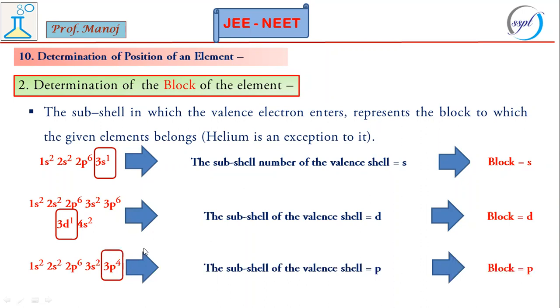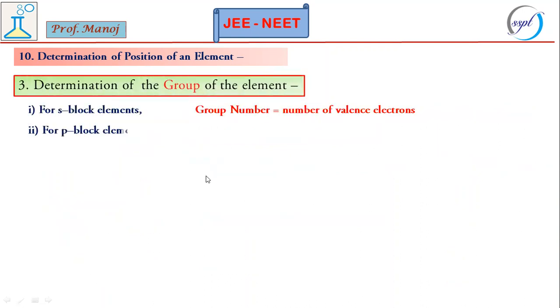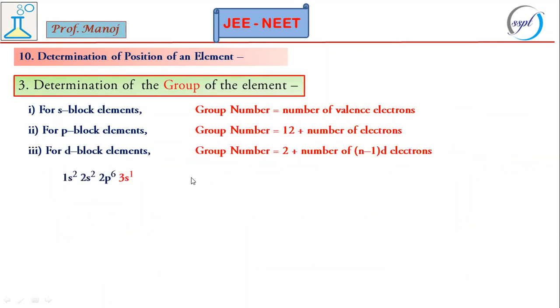You have to be cautious with d, remember that. अभी जैसे आपको block समझ में आ गया, तो accordingly आप group number कर सकते हो. उसके लिए आपके पास 3 formulae हैं. If the element belongs to the s block, you can see 3s. तो formula देखो, group number equal to नंबर ऑफ द वैलेंस इलेक्ट्रॉन. अभी यहां पे वैलेंस इलेक्ट्रॉन है 1, सो ग्रुप नंबर है 1.